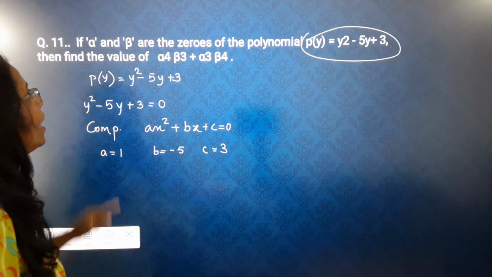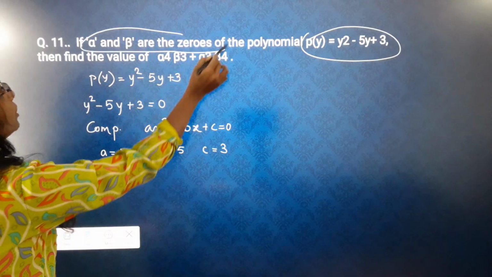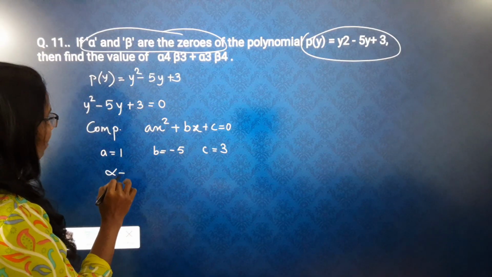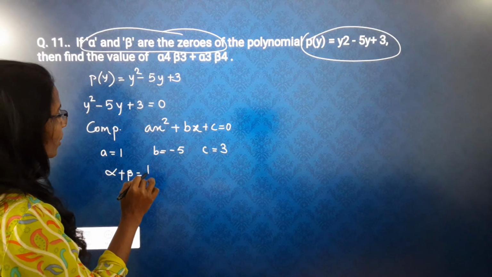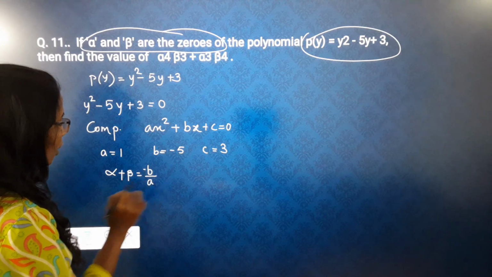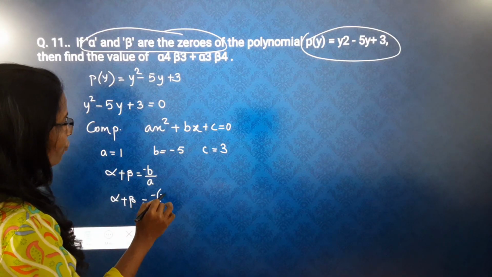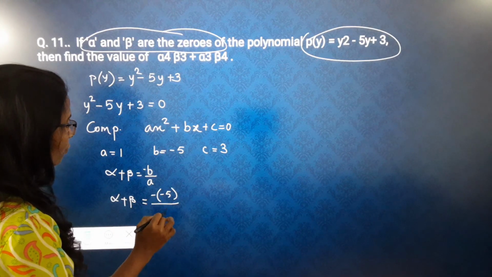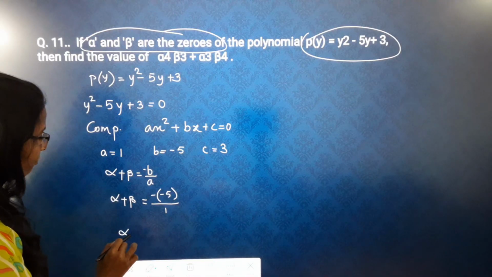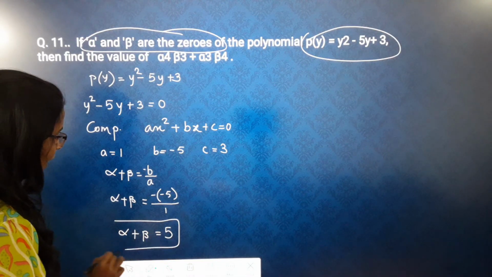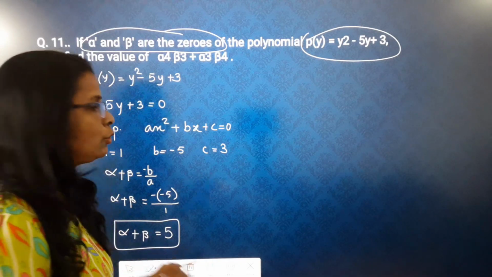So now alpha and beta are the zeros of the polynomial, students. Here alpha plus beta, by the formula, is minus b upon a. So alpha plus beta is equal to minus of minus 5 upon 1, and that means alpha plus beta is equal to 5, students.